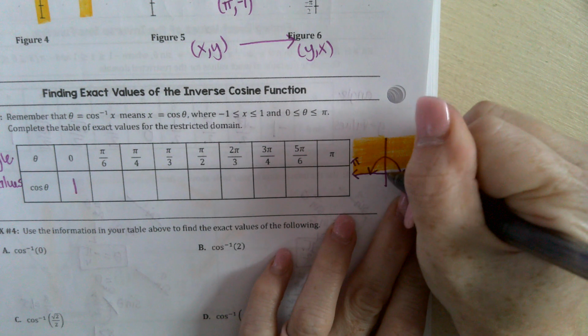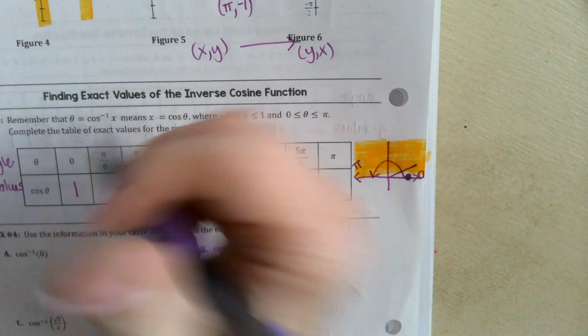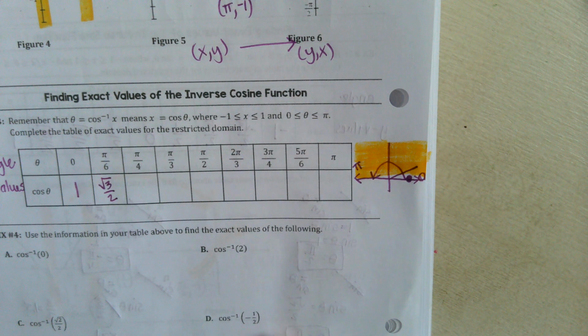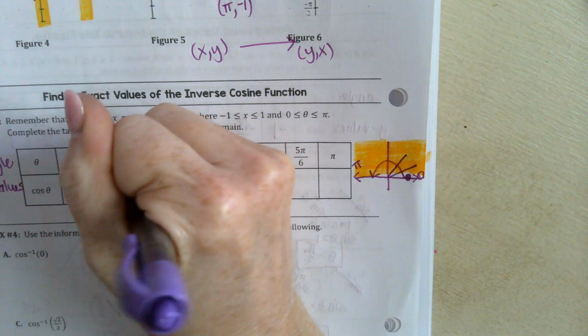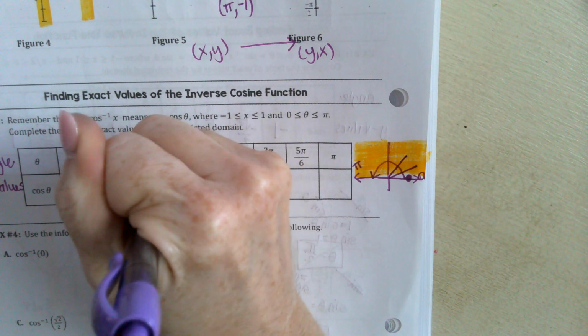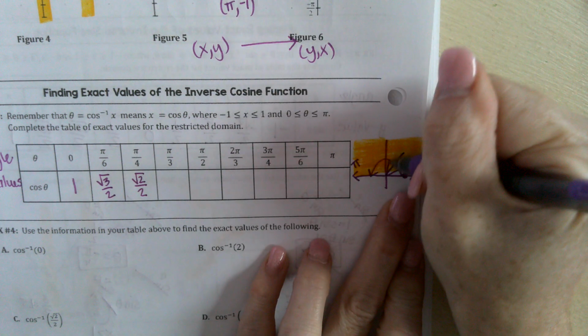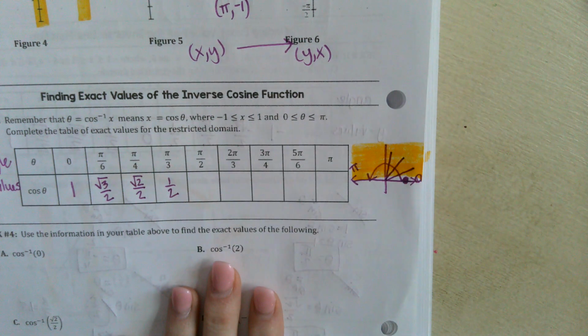Okay? Then pi over 6. That's root 3 over 2, 1/2. So the x coordinate was root 3 over 2. And you got pi over 4. All of my 4s are root 2s over 2s. You just got to know your sine. And then pi over 3, that's 1/2.